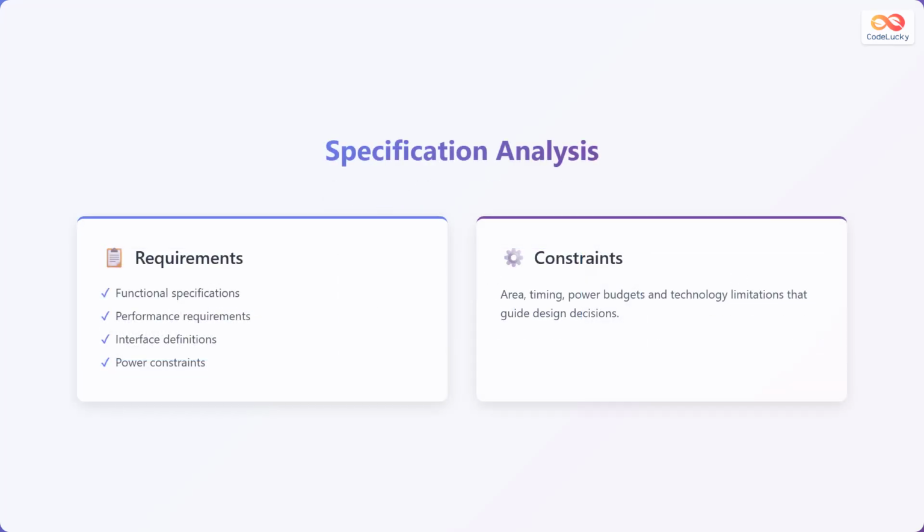Specification analysis involves two important things: requirements and constraints. Requirements include functional specifications, performance requirements, interface definitions, and power constraints. Constraints include area, timing, power budgets, and technology limitations that guide design decisions.